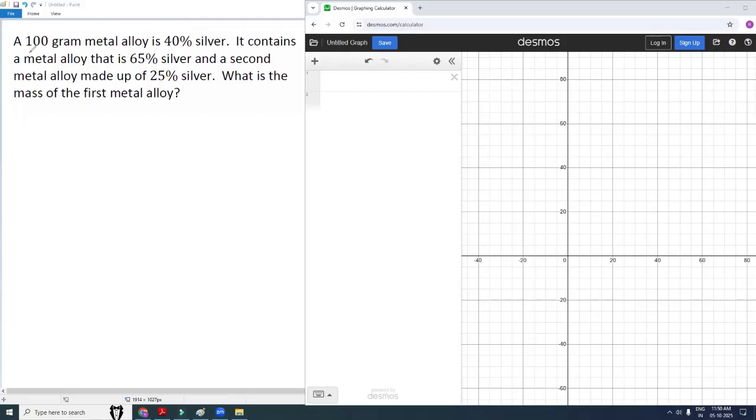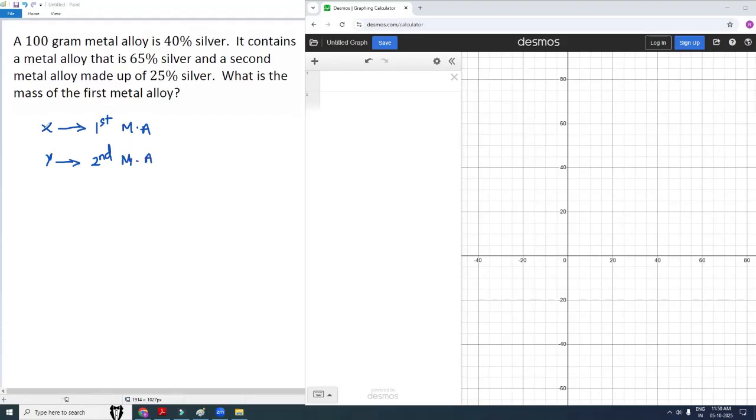Okay, here we have a metal alloy with a mass of 100 grams, and it is made up of two metal alloys. The first metal alloy which has 65% silver, and the second metal alloy which has 25% silver. We have to find the mass of the first metal alloy which contains 65% silver. Now let me assume X as the mass of the first metal alloy in grams, and Y as the mass of the second metal alloy in grams.